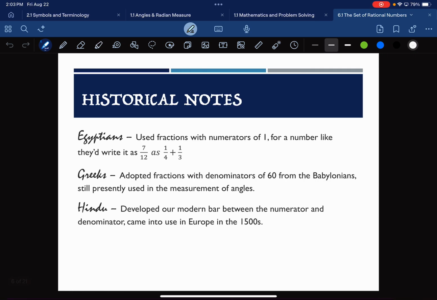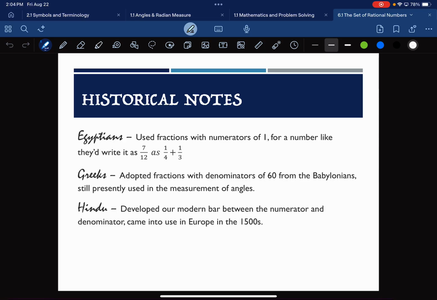And we are taking a look now at some historical notes. So fractions have been used for a really long time. There's evidence of some ancient societies who've used them. Egyptians used fractions with numerators of 1. So if they had a number like 7 over 12, they would write it as 1/4 plus 1/3. That's different, right? The Greeks adopted fractions with denominators of 60 from the Babylonians, another ancient society. And we still use this base number of 60 when we talk about angles.